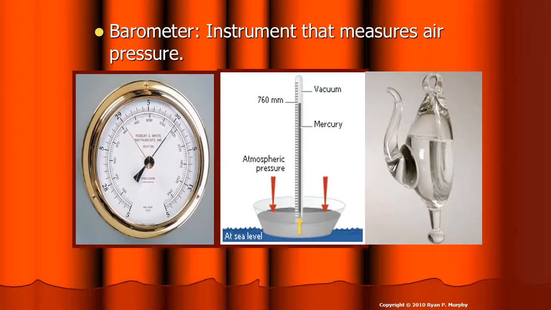Barometer, instrument that measures air pressure. Cool. So we've been using these in class. You should probably know this by now, but that is the instrument that we use to measure air pressure. And we also call it barometric pressure because we use a barometer to measure it. We have a few different kinds. That one is called an aneroid barometer. I know that's kind of a hard word. That one, mercury. Yep. And that one, water. Cool.